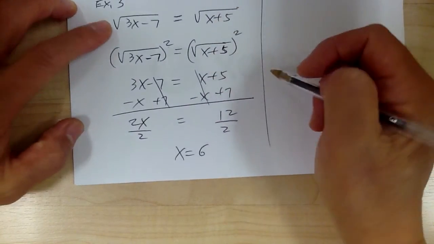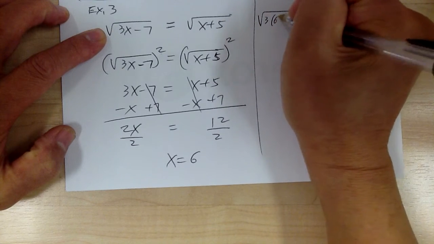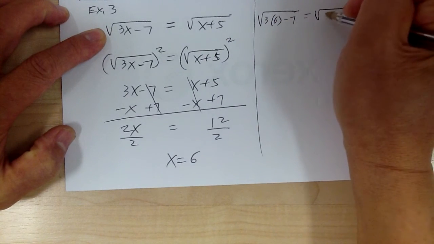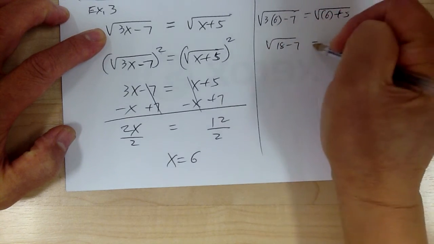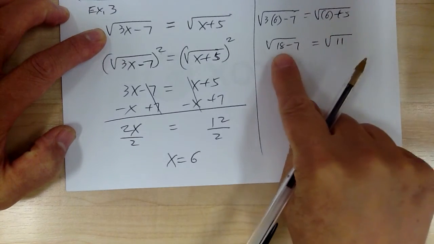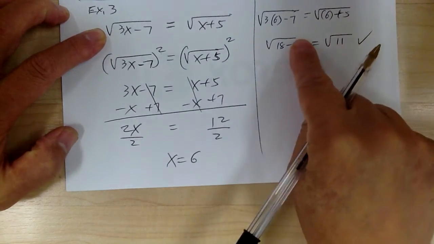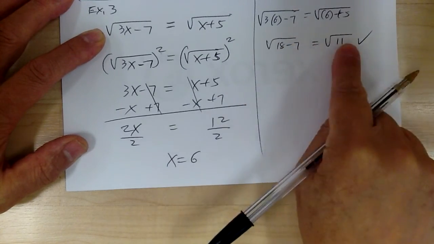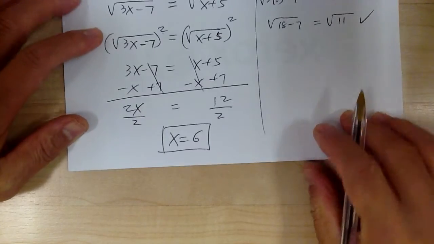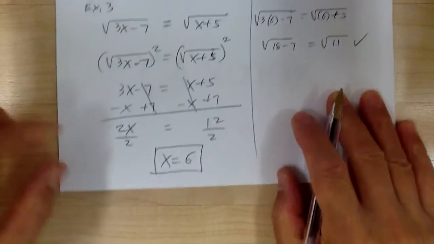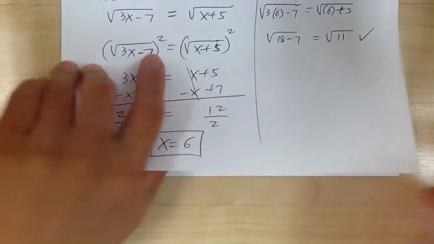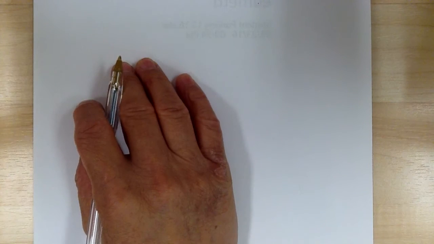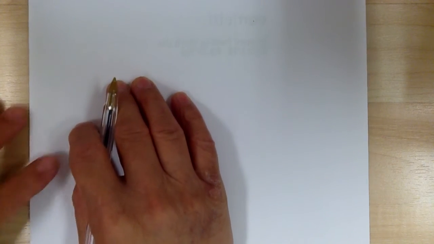So let's come to the original equation here. So 3 times 6 minus 7 equal to 6 plus 5. Let's check. So you got square root of 18 minus 7 equal to square root of 11. So 18 minus 7, it checks out. Okay? So you don't have to go all the way. As soon as you see that it checks out, you're good, then you can box your answer. Okay? So again, the key is get the square root by itself, so you can undo it by squaring both sides. Okay? Now let's continue. So let's go to example 4.